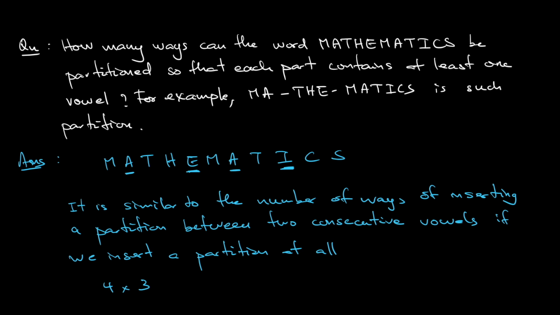And as you can already imagine, between A and E, I can have this as a partition, I can have this as a partition, or I can choose to not have a partition at all. So that would be 3 choices. Multiply this together. 12 multiplied by 3, so that is 36.